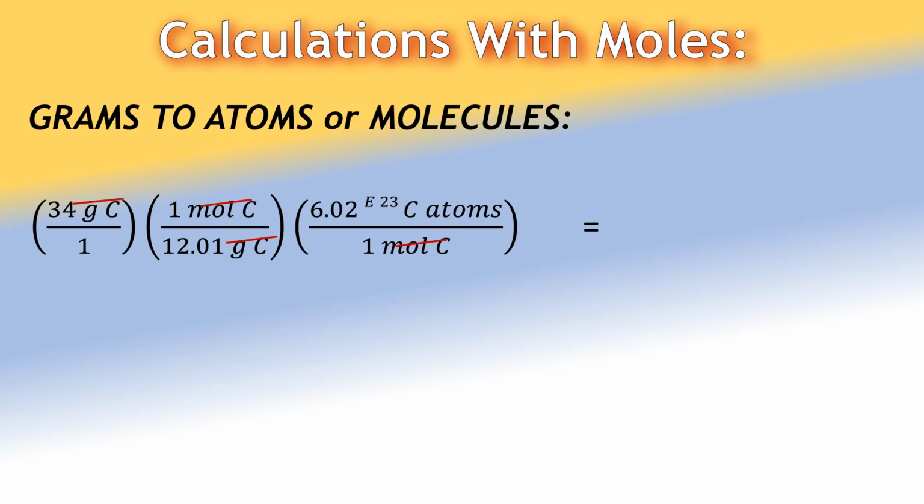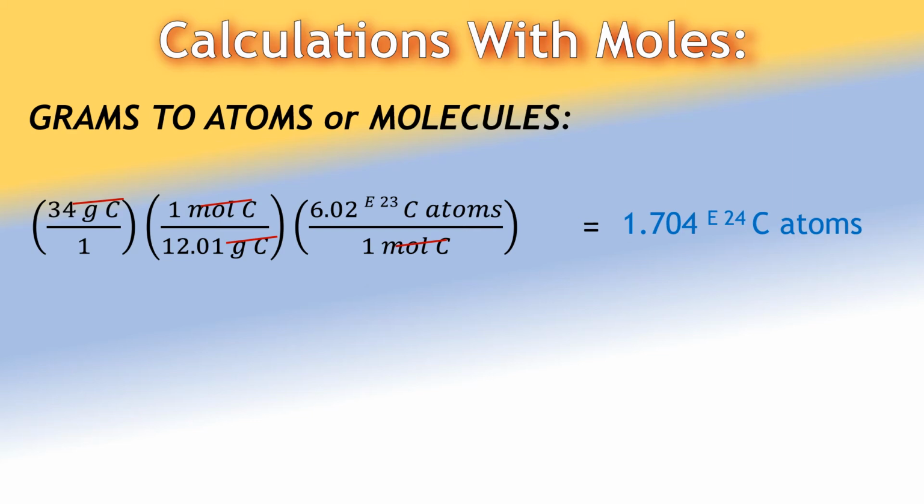Now the difference is, instead of multiplying or dividing, we have to do both. So first you have to multiply all the non-unity numbers on the top. You have to go 34 times 6.02 times 10 to the 23rd. You can do that number on the top and multiply all that together first. And then you'll divide by the non-unity number on the bottom, 12.01. If you do those steps, you have 1.704 times 10 to the 24th carbon atoms. Why is it carbon atoms? Because that's the unit and the substance that didn't get canceled.